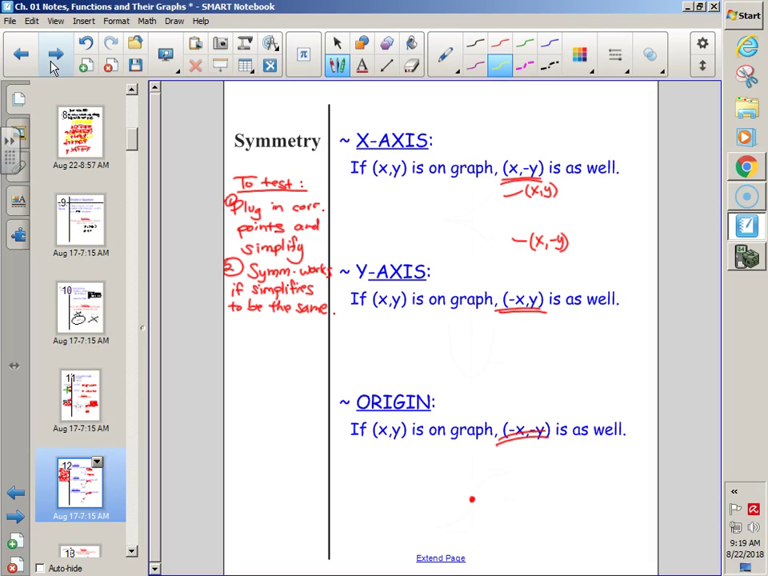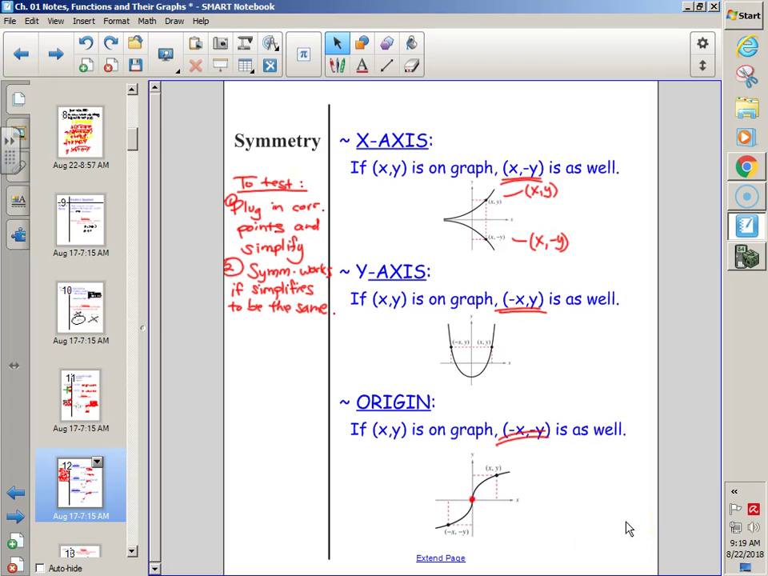Symmetry. Okay, so I showed you these graphs yesterday about symmetry. What's it doing? Still on my yellow marker. Let me get it off that. Okay. Still. Huh. Never had that happen before. Do it the old-fashioned way.